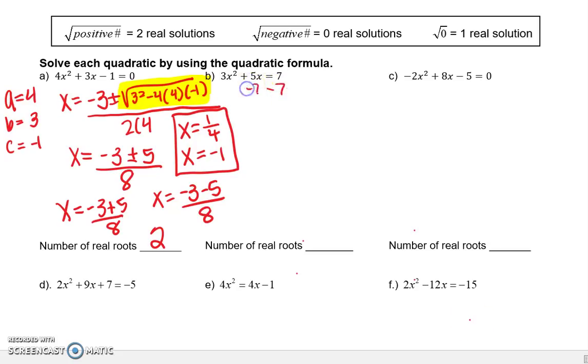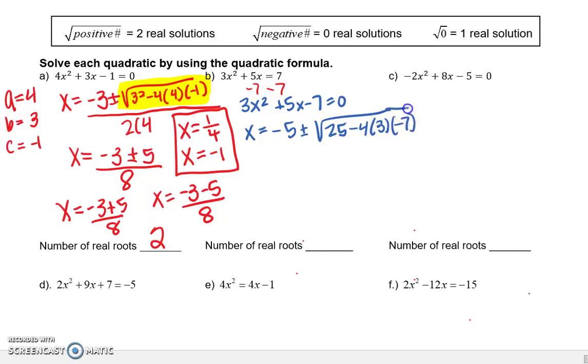B, make sure you move the 7 over. So you should have 3x squared plus 5x minus 7 equals 0. So x equals negative 5 plus or minus, 5 squared is 25. If you want to skip to that, you can. B squared minus 4 times a, which is 3, times c, which is negative 7, divided by 2 times a, which is 6. Once again, hit pause and plug this into your calculator, the square root of all of that. When you're ready, hit play.